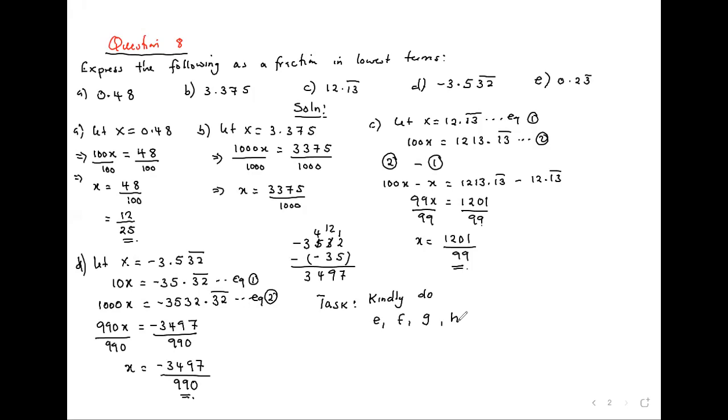So that we go to question 9. Question 9A: show that 1 plus root 2 is irrational. Solution.